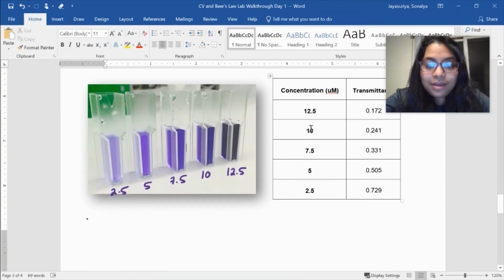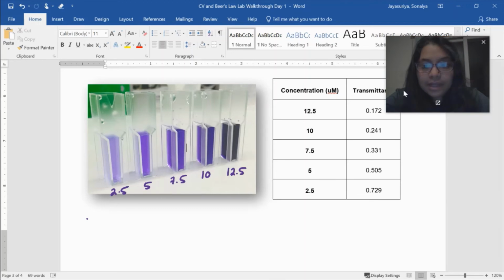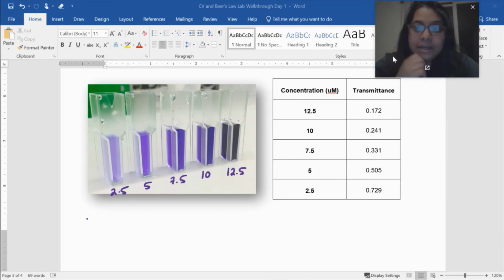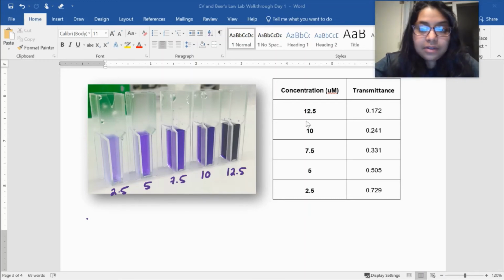In regular life. Okay, so here are the transmittance values that we actually obtained last year, I believe. Yeah, this is data from 2019, 2020. Okay, so each of these transmittance values was obtained, and actually in between, just because this is a lab technique video and I want you to understand what's happening in the lab, in between every cuvette being placed in the colorimeter and the transmittance reading being taken, you also have to put the reference blank in, which is just your cuvette of distilled water.